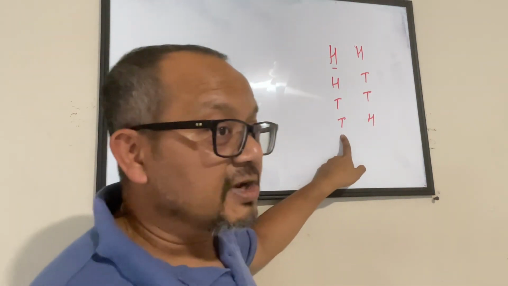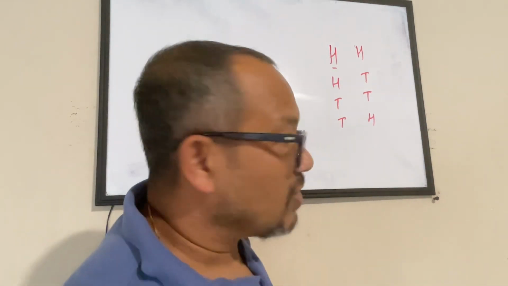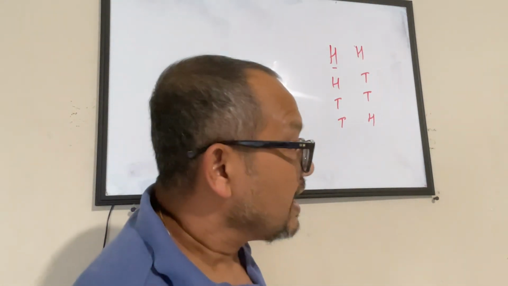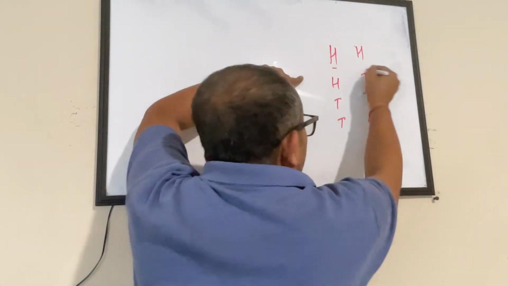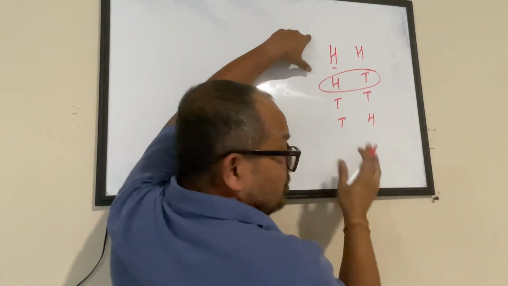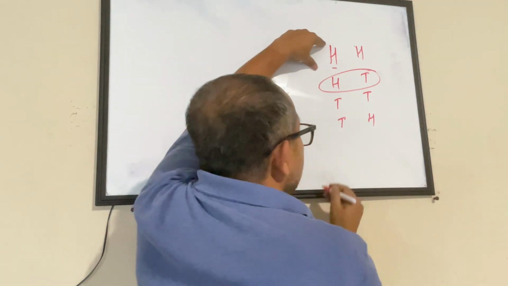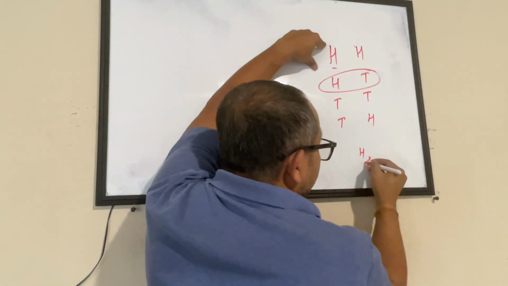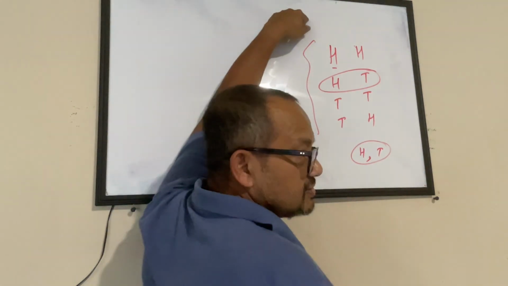Now you have 4 options. What is the probability of getting a head and tail in the first and second option? So head and tail here, head in the first go, tail in the second. So when you're tossing a coin 2 times, the possibility of getting a head in the first go and tail in the second go is 1 out of 4 options.